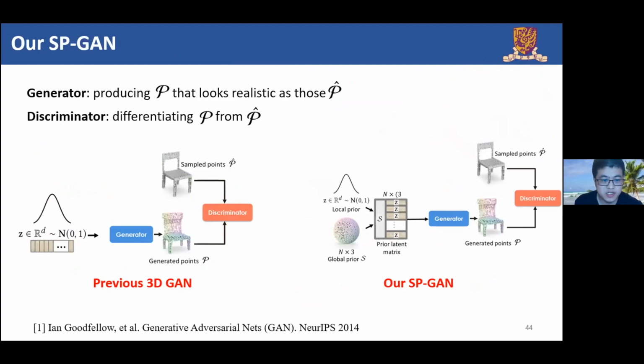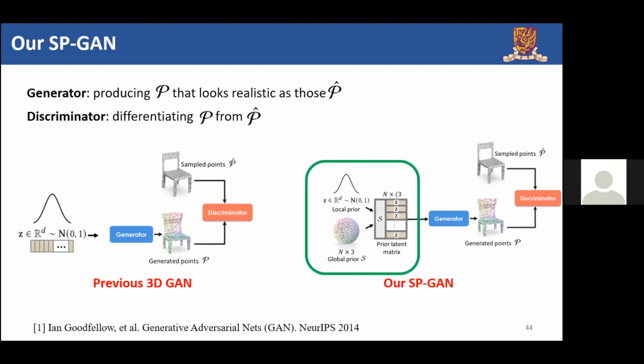Here we present an overview of our SP-GAN. Basically, it includes a generator and a part annotations. It's quite similar to the previous 3D GAN, but the main difference is the input design. Next, I will talk about why we design it like this.